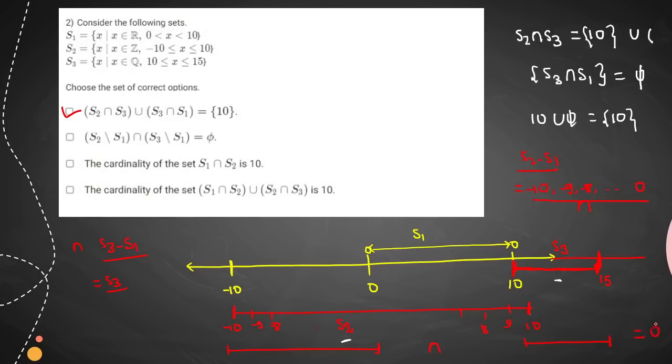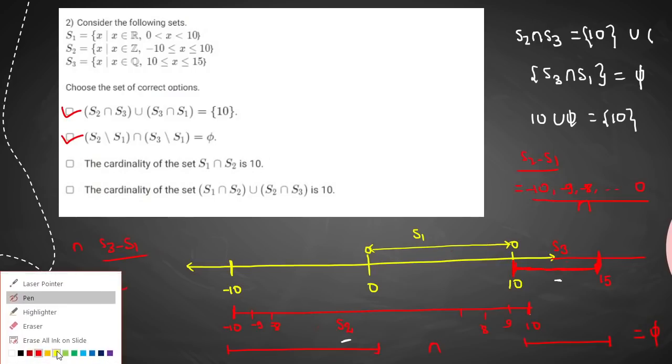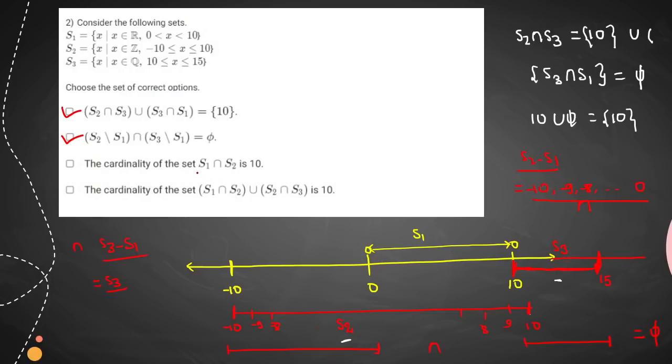So it will be equal to 5. So that's why the second option is also correct. So the third statement is cardinality of S1 intersection S2 is 10. Okay, so we have to choose intersection between S1 and S2. So from S1 and S2, it will start from 1.